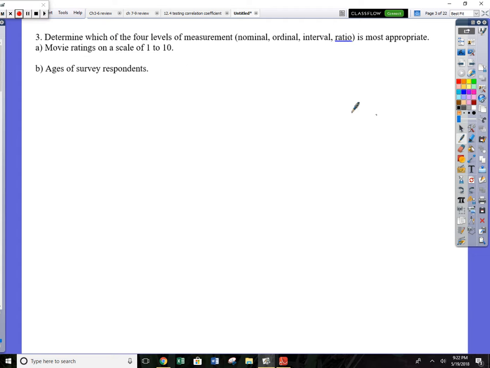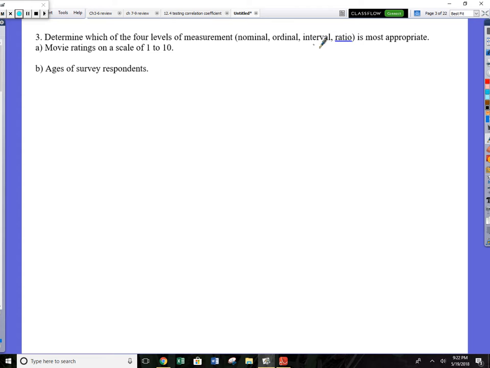Number 3, okay, the levels of measurement. Nominal, ordinal, interval, ratio. So nominal is qualitative data. Quantitative data is stuff like you can count, can be discrete or continuous. Nominal though, nominal is just like hair color, characteristics like that. So a movie rating on a scale of 1 to 10, that is going to be ordinal. So ordinal, you can rank them from least to greatest.